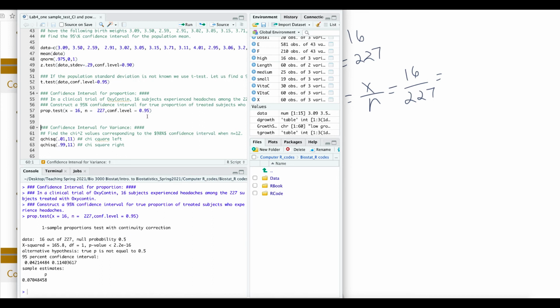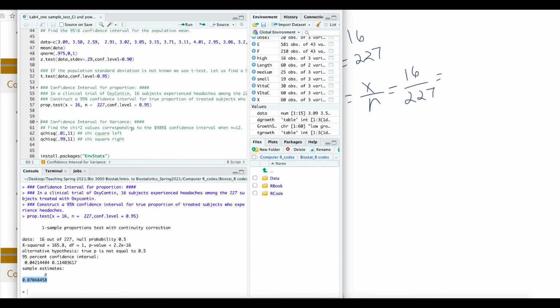Okay, similarly, what is the interpretation of this proportion? One way is we are 95% confident that the population proportion lies between 0.042 through 0.114. Or if you calculate many samples and find the sample proportion, 95% of the time those sample proportions fall between these two numbers. That's another way. Okay, this is the sample proportion.